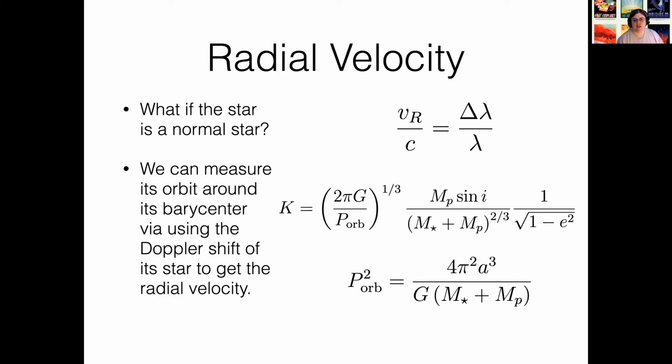And then what we can do is, once we get that semi-major axis, once we have that amplitude of radial velocity and the orbital period or the semi-major axis, we can get m sin i, the mass of the planet times sine i.